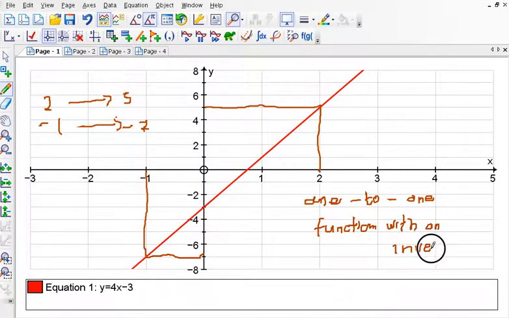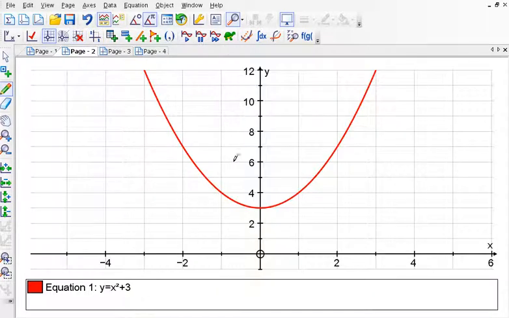Okay, let's look at another one, the next page here. Let's have a look at this one. Now, this is y equals x squared plus 3. So imagine the function f(x) equals x squared plus 3. And I'm going to do a similar thing to what I did before. I'm going to start off with 2, put it into the function, and out comes 7. So 2 went in and 7 went out.